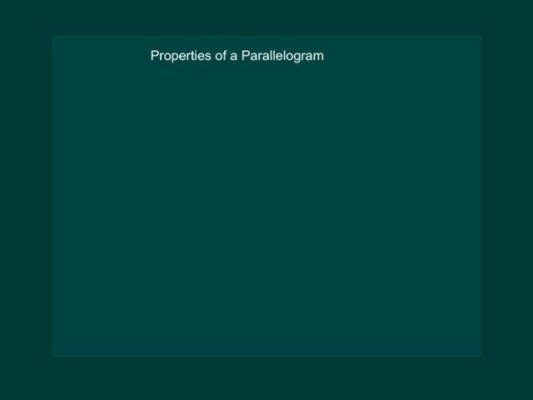It's time to start with the properties of parallelogram. The first property says that a diagonal of a parallelogram divides it into two congruent triangles.